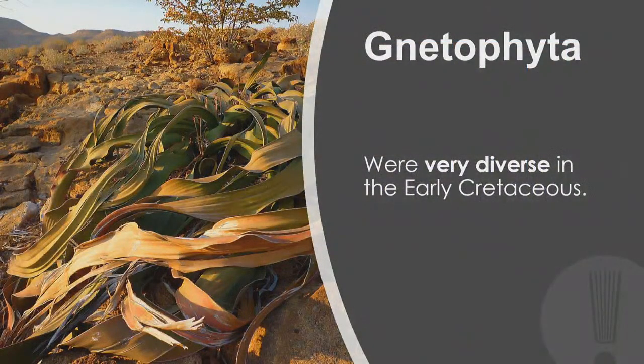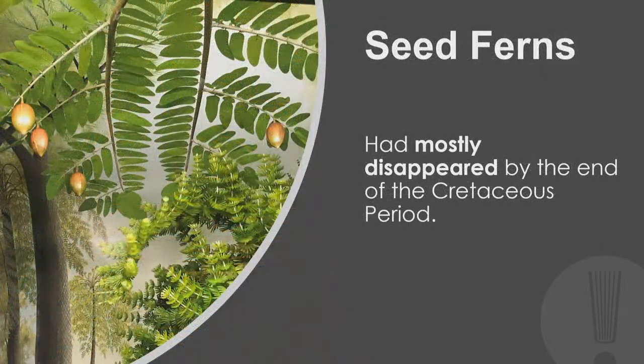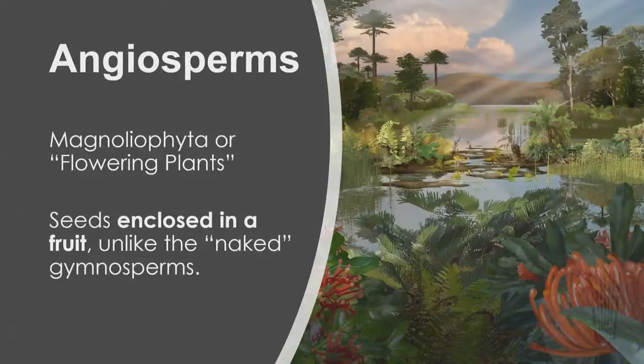So these Gnetophyta were very diverse during the early Cretaceous. And what you see there is a picture of a modern Gnetophyta. I don't know what they looked like; I had a hard time getting a hold of photos or drawings from the originals. Seed ferns had mostly disappeared by the end of the Cretaceous period, declined in prominence. And angiosperms, these Magnoliophyta, these flowering plants, began to really take off during the Cretaceous. So while T. rex was walking around, he saw a lot more flowering plants.